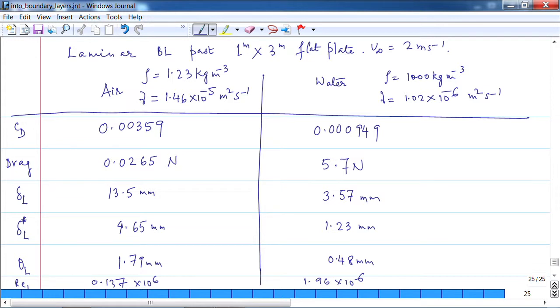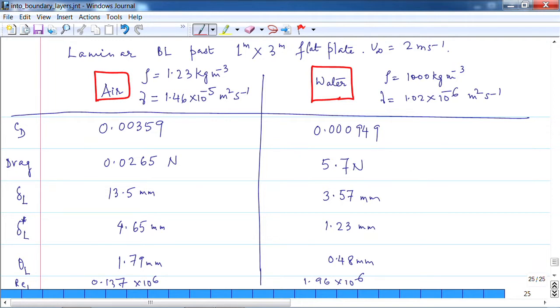So, essentially, when you are using a fluid whose density is literally 1000 times more than that of air, what you see here is that if you have water, I guess this is not something one is surprised by. One would expect this. So then we get a CD which is much less. CD is very small, and here the drag is 5.7 newtons.